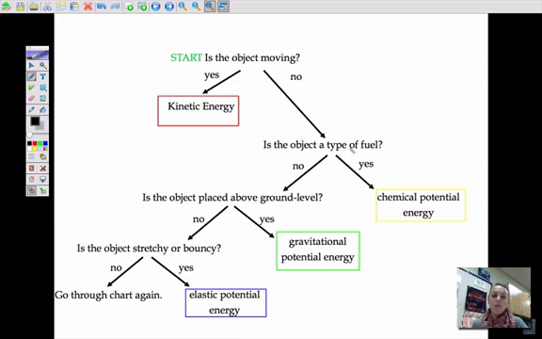Is the object a type of fuel? If yes, then it's chemical potential energy. If not, you have to ask yourself some more questions. Is the object placed above ground level? If yes, then it's gravitational potential energy. If no, there's one more question you have to ask yourself. Is the object stretchy or bouncy? If yes, then it's elastic potential energy. If you said no to all these questions, something probably went awry, so you'll have to start again.